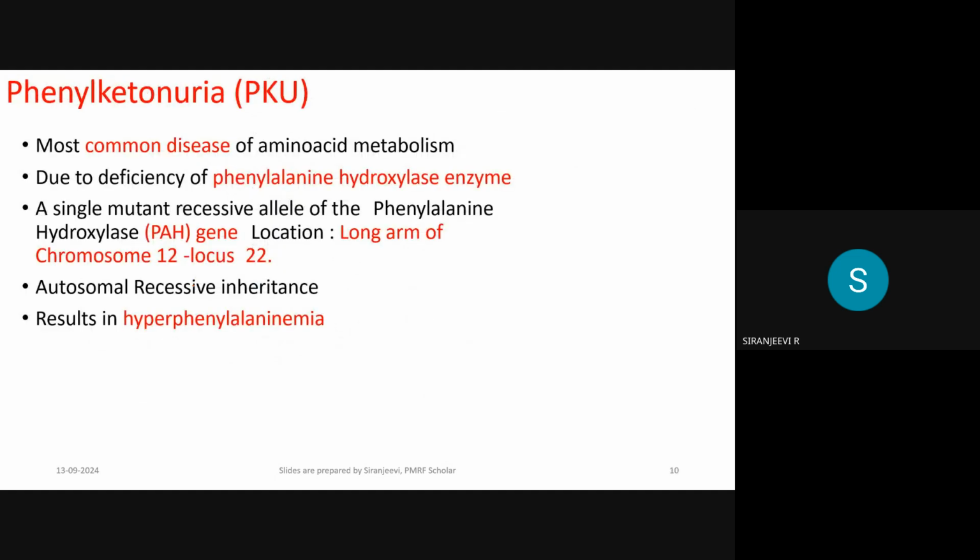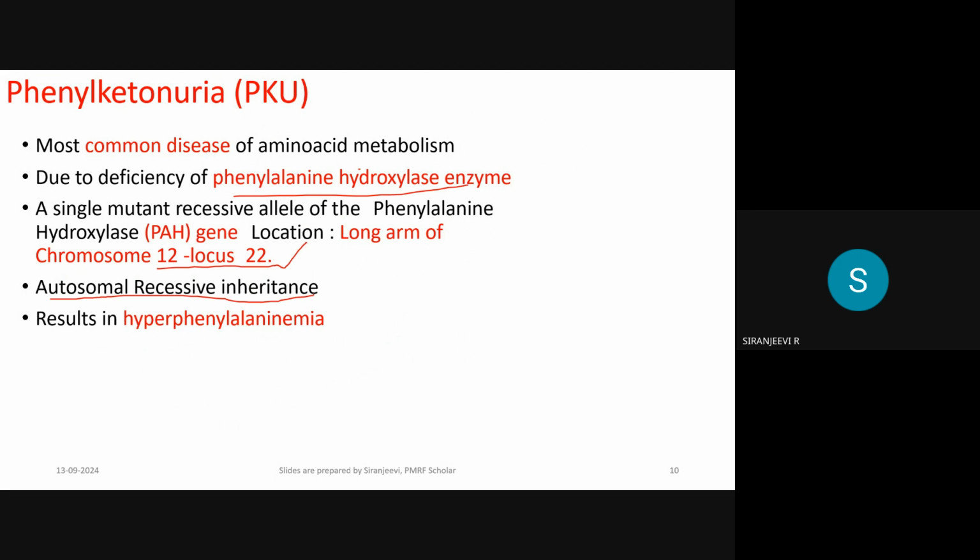So in this step, any kind of disturbance happens or any kind of blockage is there in the pathway where the phenylalanine is converted to the tyrosine, there the issue comes, the disease called phenylketonuria. So this is usually the most common disease of the amino acid metabolism, due to the deficiency of the enzyme called phenylalanine hydroxylase, and a single mutant recessive allele of the phenylalanine hydroxylase gene, whose location is the long arm of chromosome 12, locus 22. So this is really really important for any kind of exam. You can go back and then read. And this is autosomal recessive inheritance.